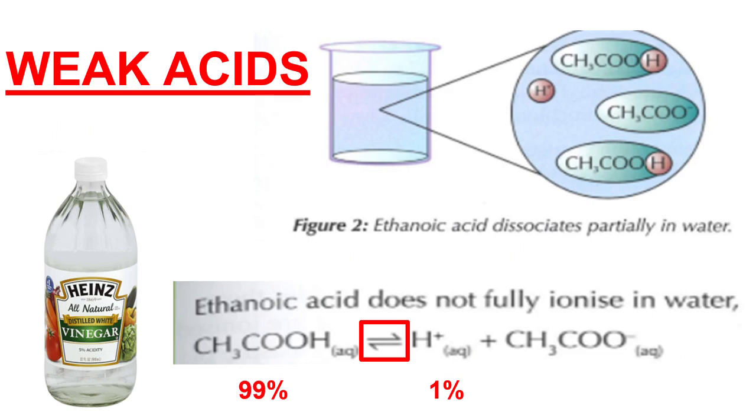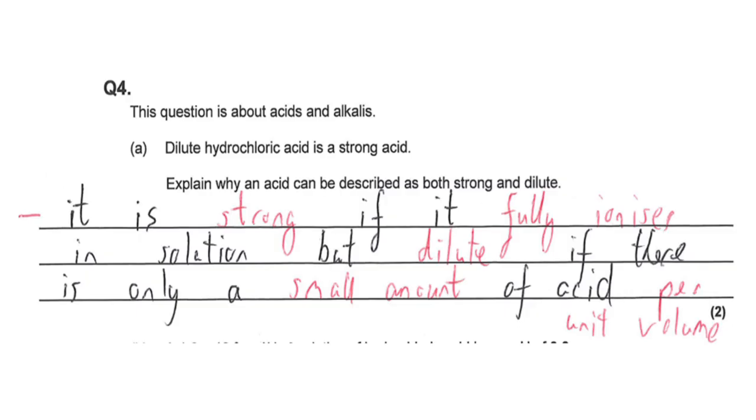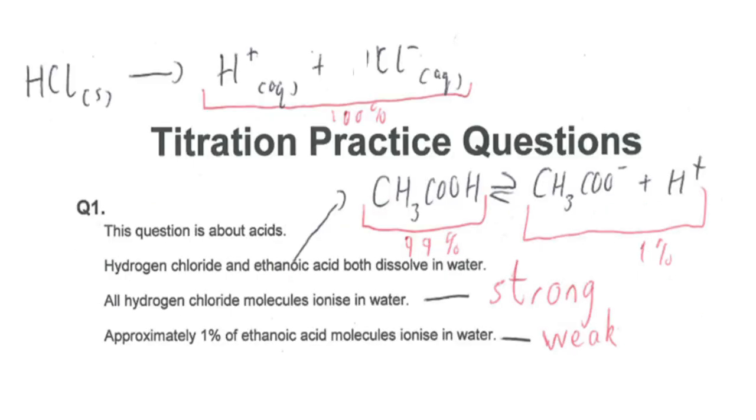Weak acids do not fully ionize, and you're going to see this reversible reaction symbol. This is more from paper 2. But 99% of ethanoic acid doesn't ionize, so therefore it is a weak acid. So explain why an acid can be strong but dilute. It is strong if it fully ionizes in solution, but dilute if there is only a small amount of acid per unit volume. If you only put a tiny drop in, it can still be strong and dilute.